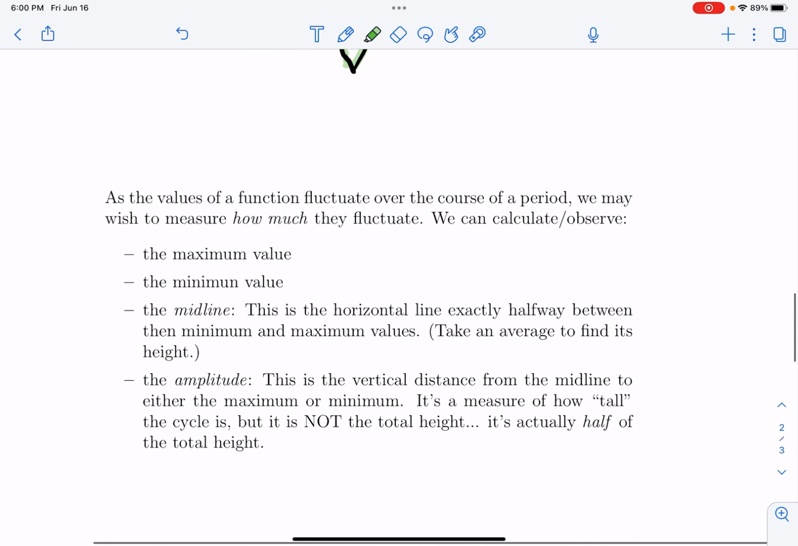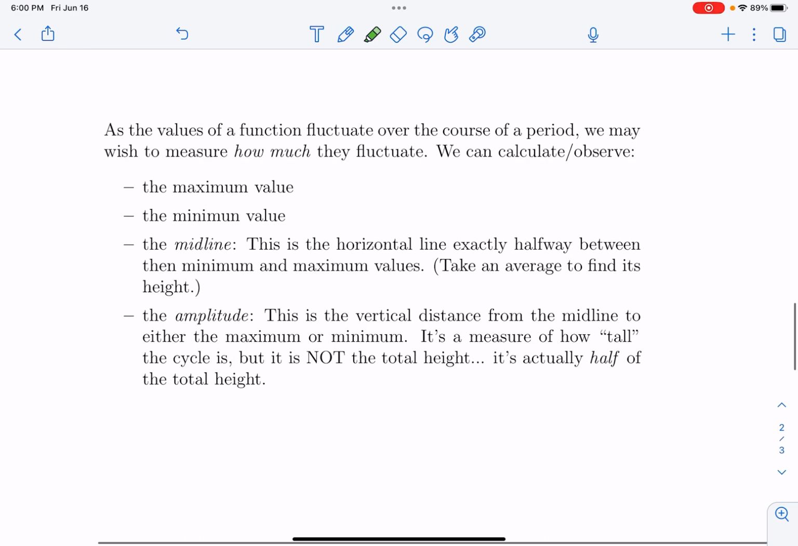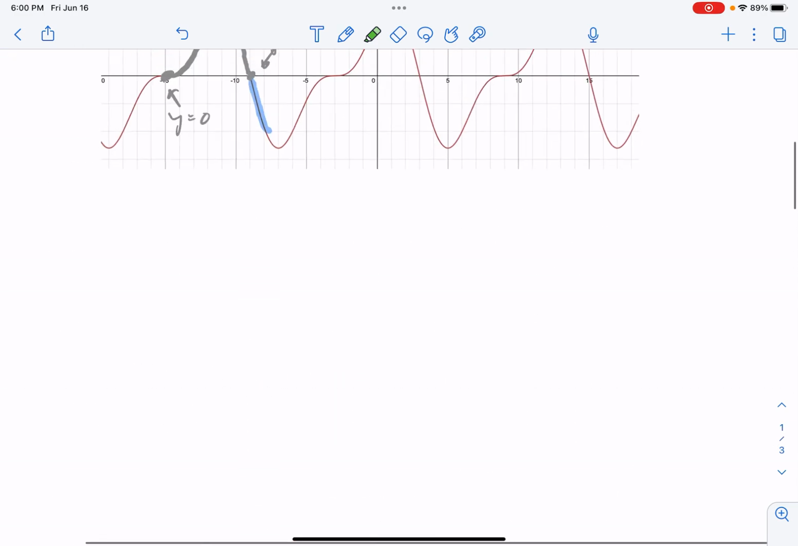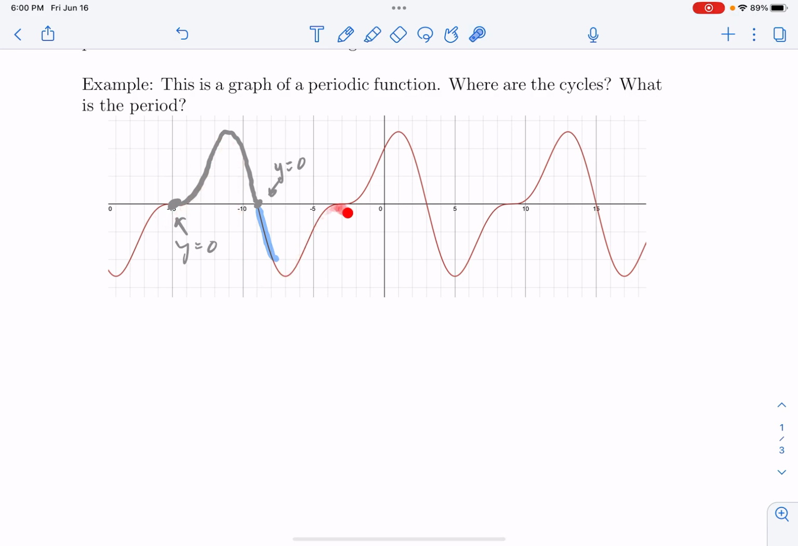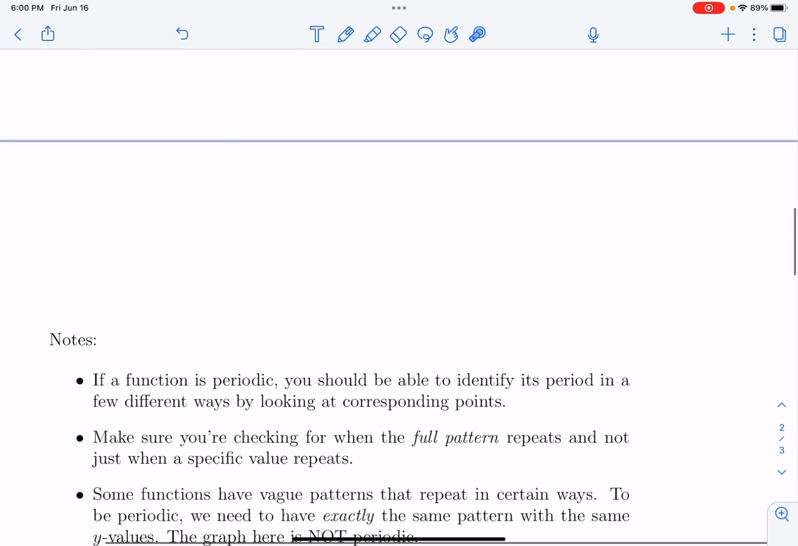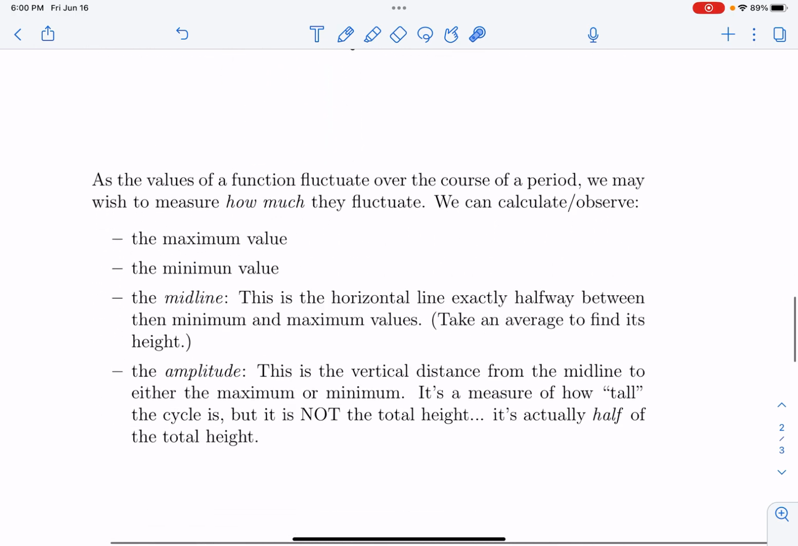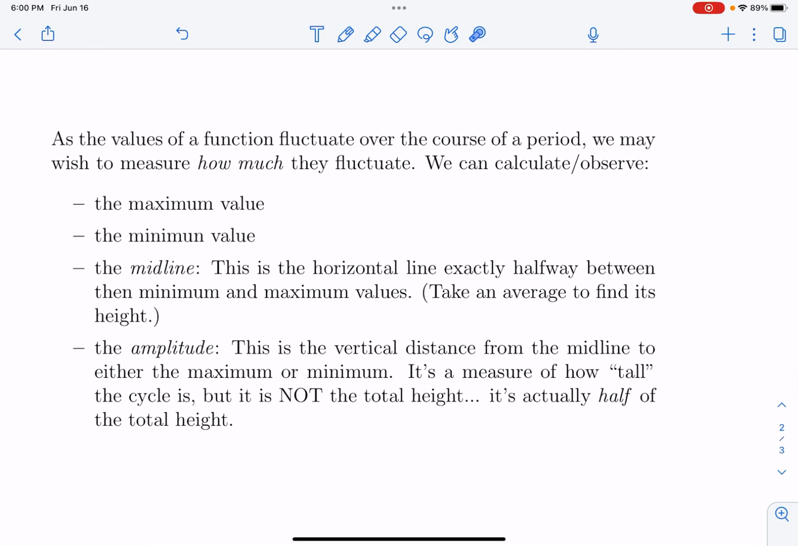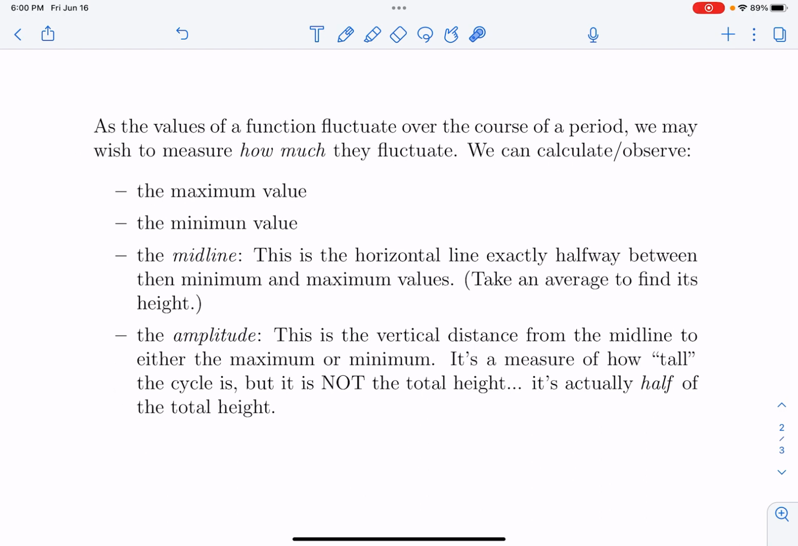Okay, now as the values of a function fluctuate over the course of a period, right, going back here, our values go up and down and up and down with some fluctuation. Sometimes we want to pay attention to how much they fluctuate. Are we going up and down a lot or up and down a little bit? So a couple of things that we want to pay attention to when we're analyzing a periodic graph is what is its maximum value? This is basically the top y. What is the y coordinate at the absolute highest part of this graph? What is the minimum? The minimum value is the bottom y.